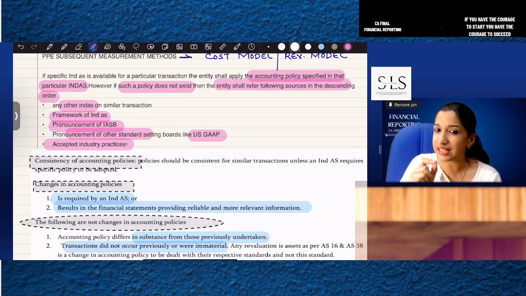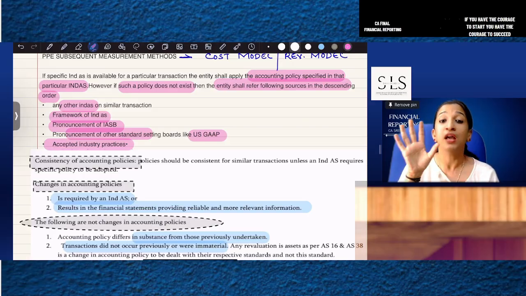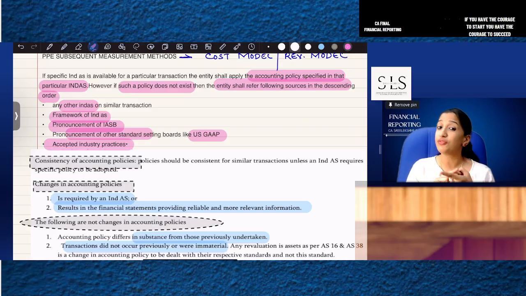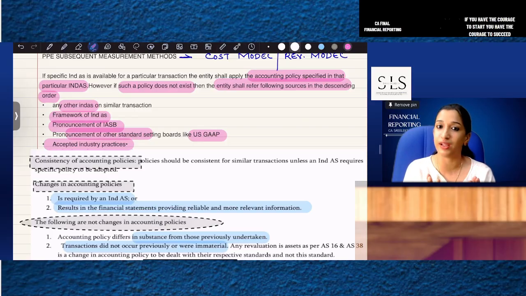So how does an entity select an accounting policy for a transaction? For a transaction, if an Ind AS exists, we'll definitely go for the guidance given in Ind AS. If Ind AS does not exist, then I have to apply judgment. The entity should apply judgment and formulate an accounting policy. So how do I formulate?